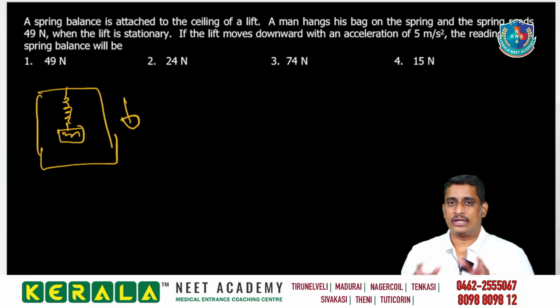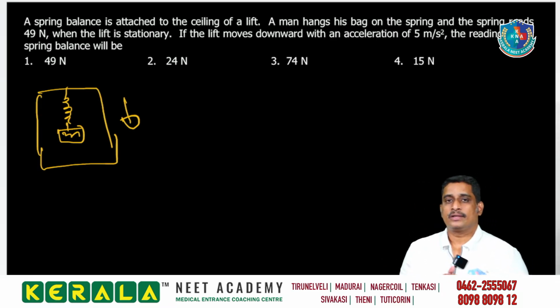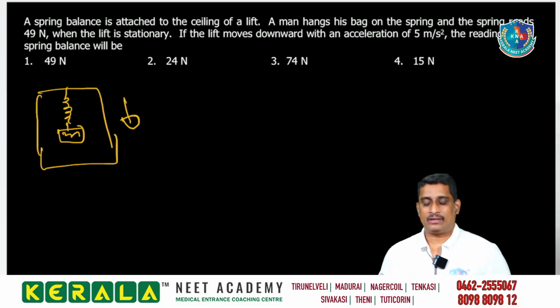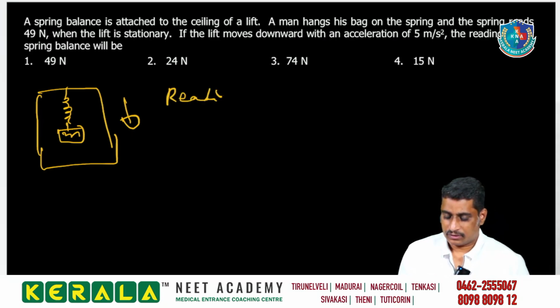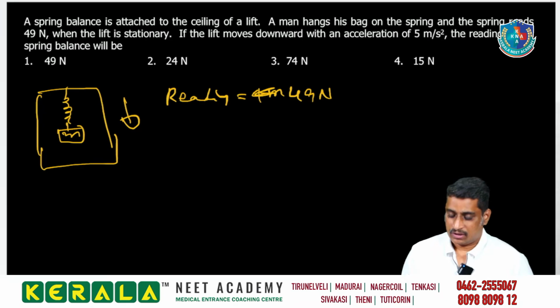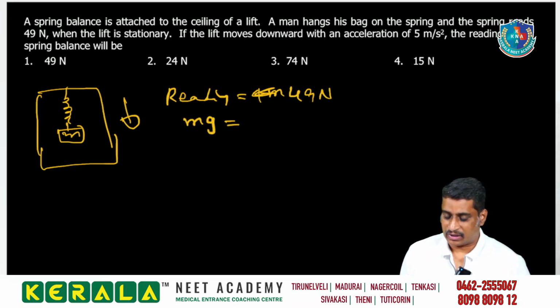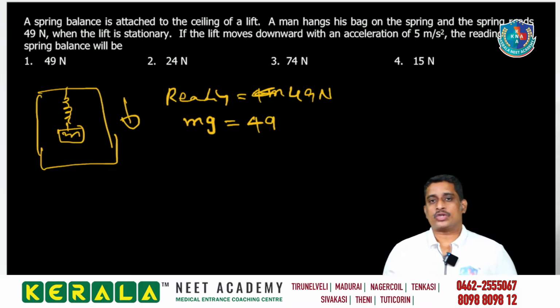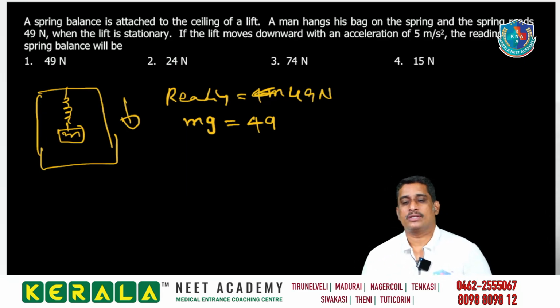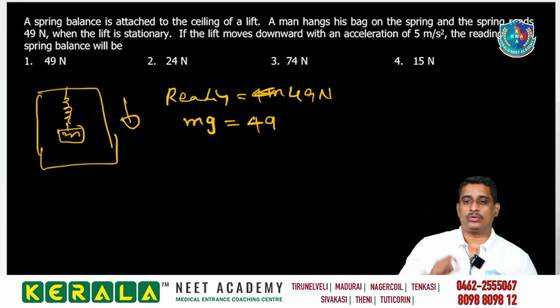Here initially, when the lift is stationary, the reading of the spring balance is given as 49 newtons. When the lift is stationary, the reading is nothing but mg only. mg will be equal to 49 newtons. Now we have to find out the reading of the spring balance when the lift is accelerating downwards.